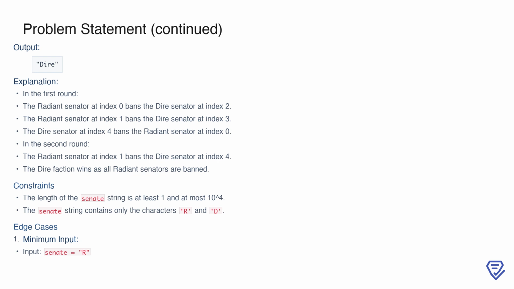In a slightly more complex example, consider the input Senate equals RRDDD. During the first round, the Radiant senator at index 0 bans the Dire senator at index 2, and the Radiant senator at index 1 bans the Dire senator at index 3. The Dire senator at index 4 then bans the Radiant senator at index 0. In the second round, the remaining Radiant senator at index 1 bans the Dire senator at index 4. At this point, all Radiant senators are banned, leaving the Dire faction victorious. The output for this example is Dire.